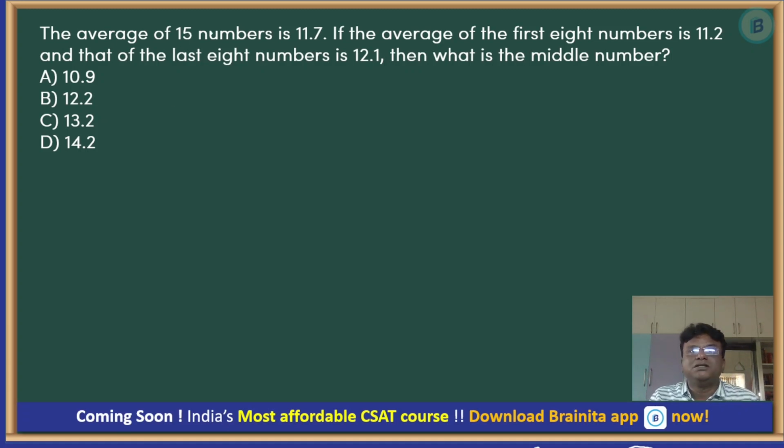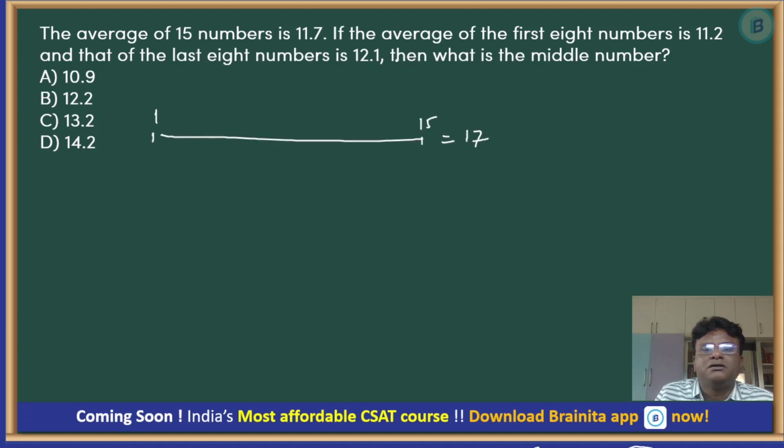Typically in CSAT you won't get difficult calculation. So this problem I have taken from, I think, an SSC previous question. That's why there are some decimals, but in CSAT you have got these kind of problems, and we'll see that in the PYQs. But it is an important concept to understand. The average of 15 numbers is, sorry, not 17, 11.7. So this is the first number, this is the 15th number.